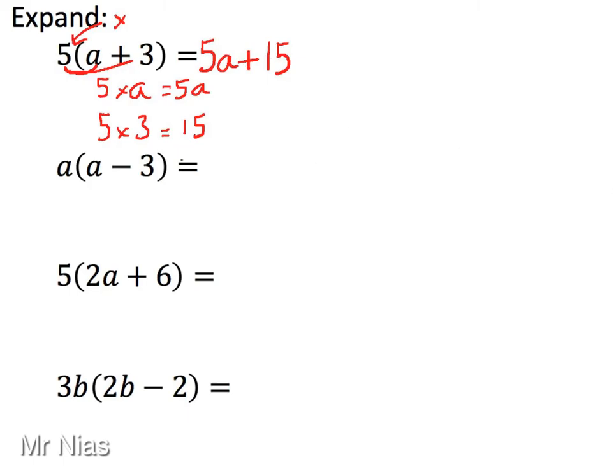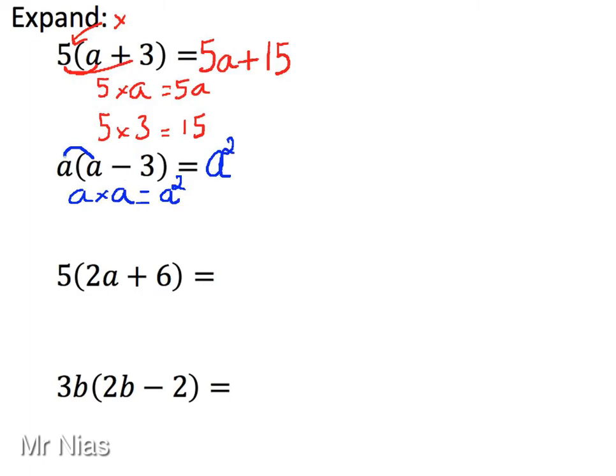Okay, second example. Now this one obviously looks slightly different, because I've now got a times by both of the things in my bracket, the a and the negative 3. So first of all, a times a. Now we hopefully remember that if we times something by itself, then it is, in this case, a squared with the little flying 2. So the first part of my answer is a squared.